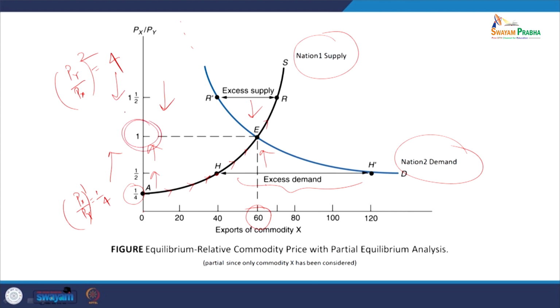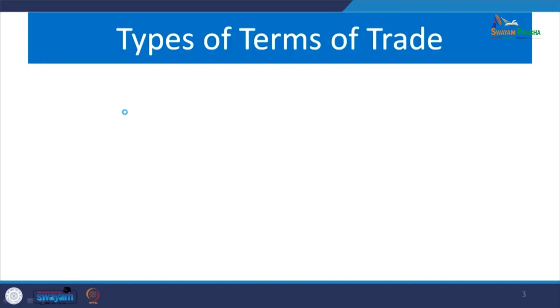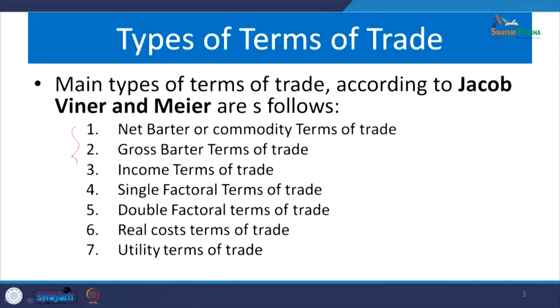This is usually defined as a long run phenomenon, which we have discussed, and accordingly various types of terms of trade and various instruments of measurement were developed. In the last class we talked about the different types mentioned by Jacob Viner and Gerald Meier, where the terms of trade fall broadly into these categories.